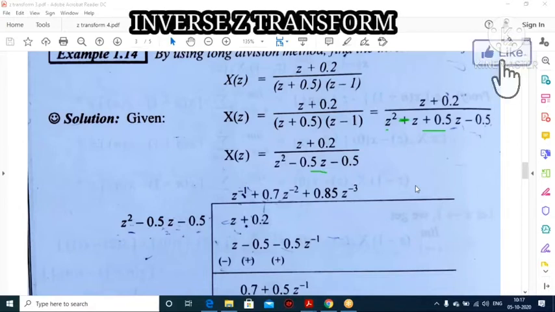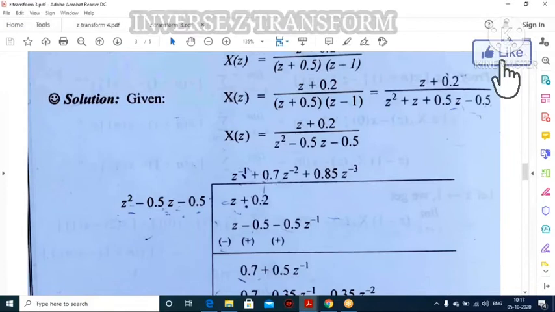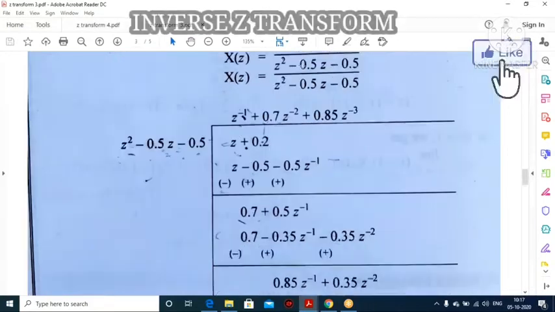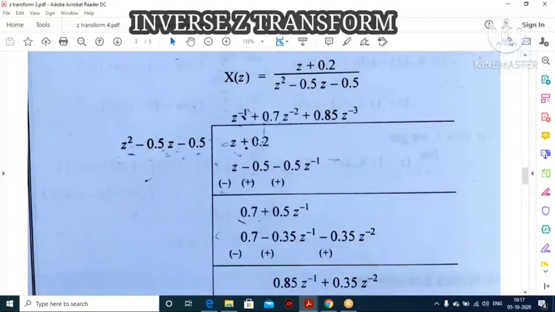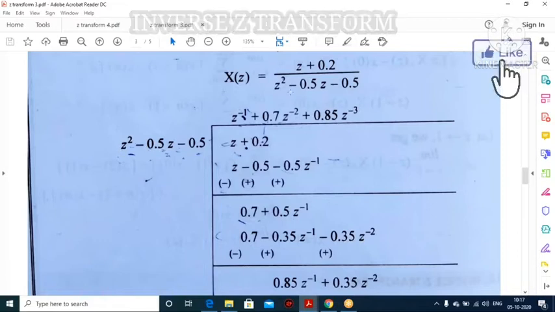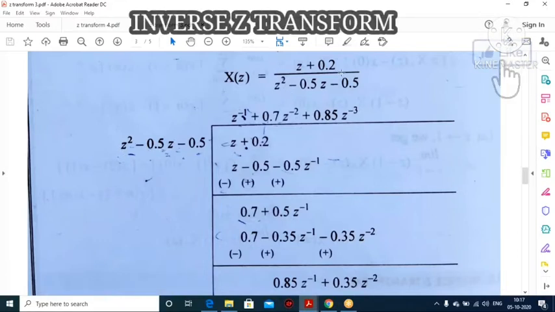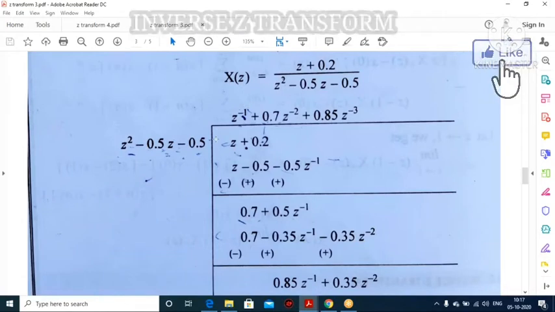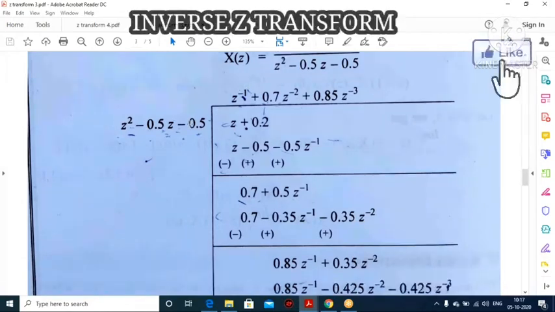See this long division method. First, you have to take your numerator part of z. That is z plus 0.2. So this is taken as inside. Okay, z plus 0.2. So denominator part is dividend, z square minus 0.5 z minus 0.5. Okay. Now, first you have to divide these two. First is z, here is z square.